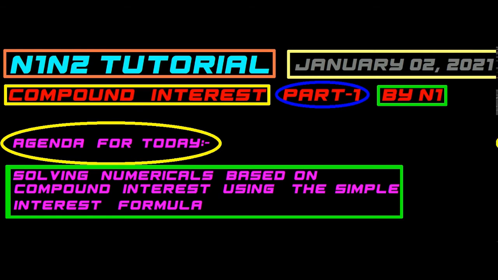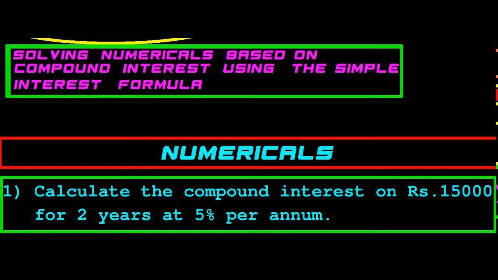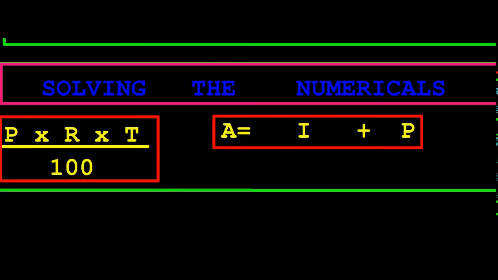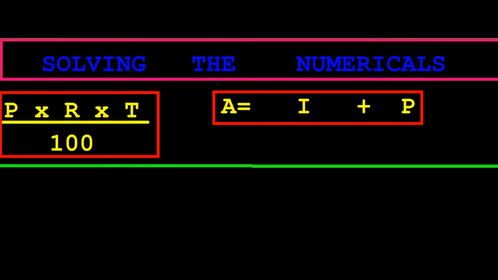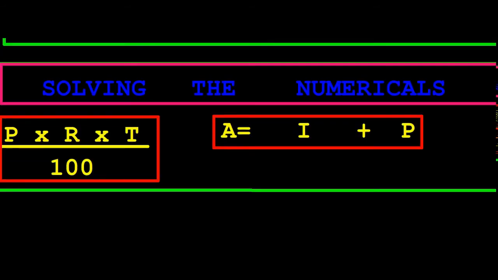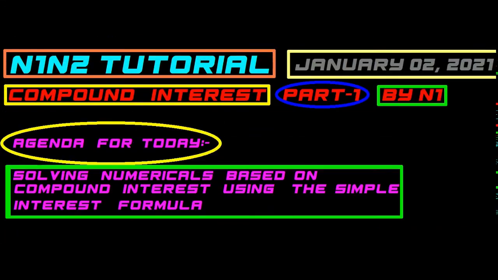So the agenda for today, we will be solving numericals based on compound interest using the simple interest formula, that is P into R into T by 100, and we will also be using the amount formula to calculate the amount, that is A is equal to interest plus principal.